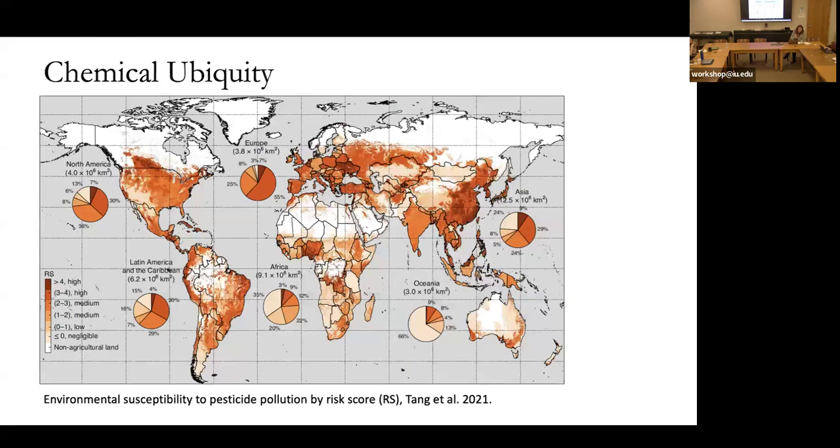Agrochemicals are ubiquitous. This recent analysis found that 64% of agricultural land is at risk of pesticide pollution by more than one active ingredient, 31% at high risk. This is also an underestimate. I will tell you why.